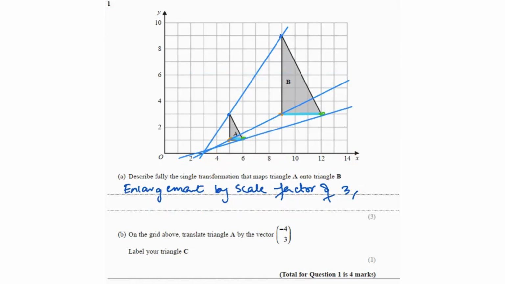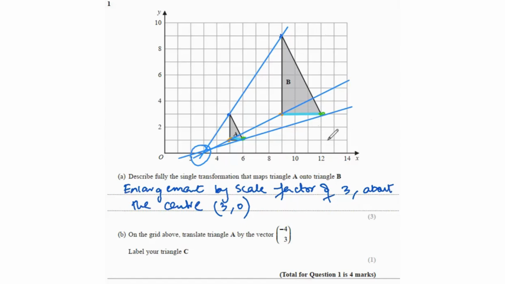So as you can see, that point is 3, 0. So we will say enlargement by scale factor of 3 about the center 3, 0. That's your answer. So the main thing you need to remember is that in enlargement, the size of the shape would obviously change. And secondly, to figure out the center of enlargement, you would connect corresponding points through straight lines like I did. And the point at which all of those lines are intersecting, that's your center of enlargement.